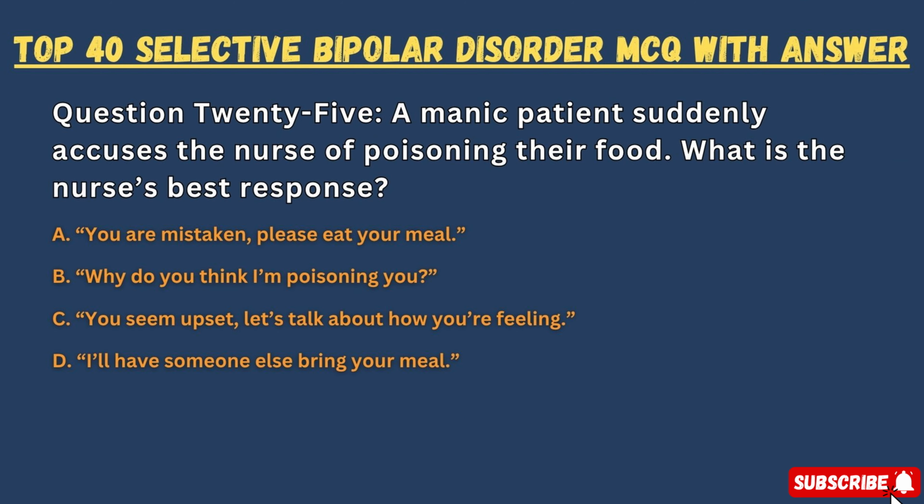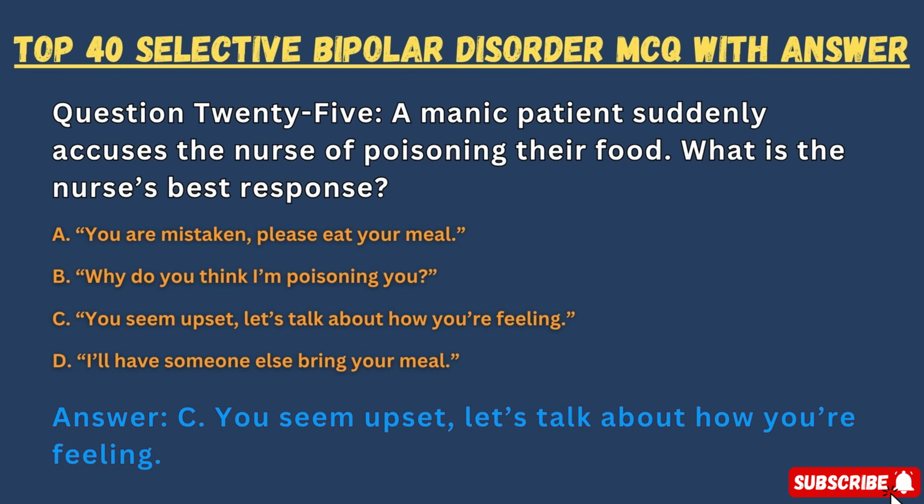Question 25. A manic patient suddenly accuses the nurse of poisoning their food. What is the nurse's best response? A. You are mistaken, please eat your meal. B. Why do you think I'm poisoning you? C. You seem upset, let's talk about how you're feeling. D. I'll have someone else bring your meal. Answer: C. You seem upset, let's talk about how you're feeling.